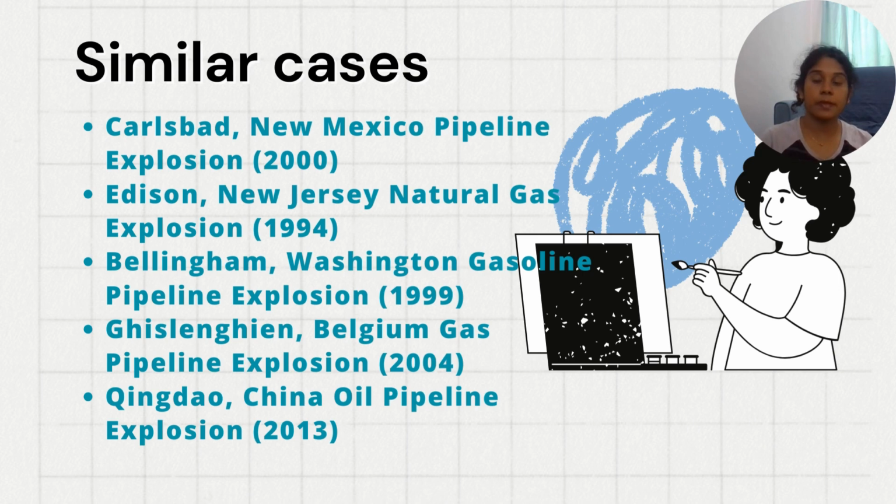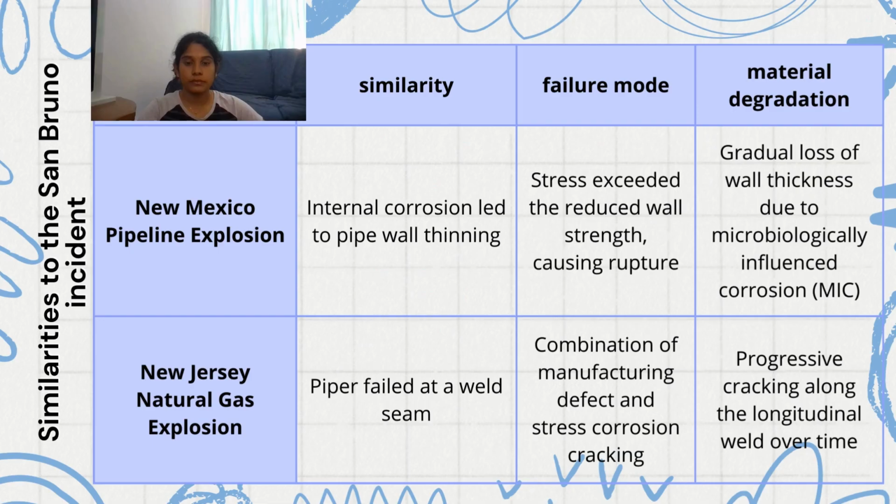We have five examples here, such as the New Mexico pipeline explosion in 2000, the New Jersey natural gas explosion in 1994, the Washington gasoline pipeline explosion in 1999, the Belgium gas pipeline explosion in 2004, and finally the China oil pipeline explosion in 2013.